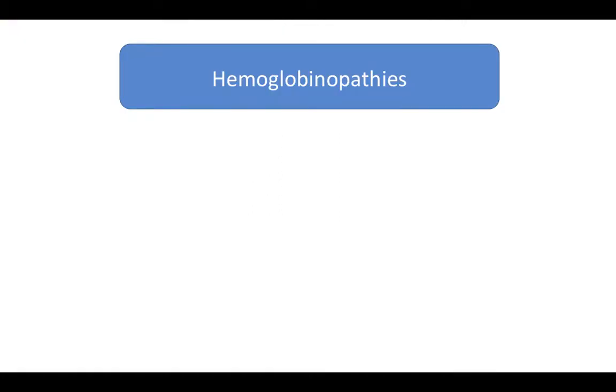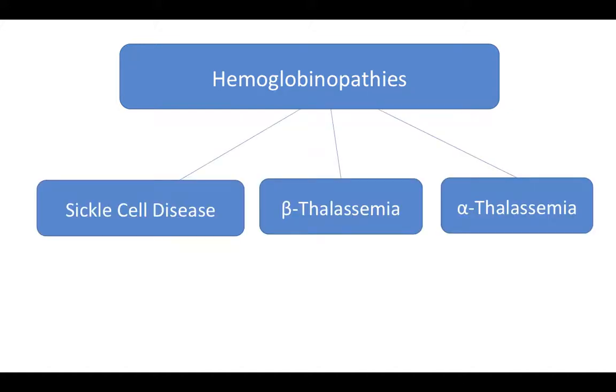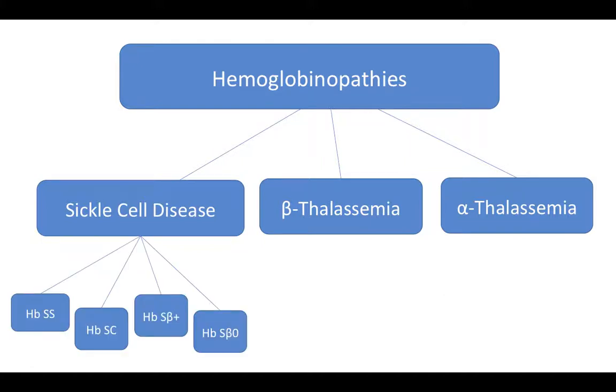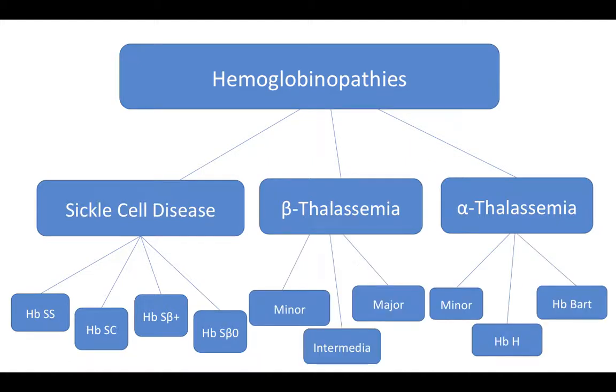There are several hemoglobinopathies, but the most common hemoglobinopathies you'll encounter are sickle cell disease, beta thalassemia, and alpha thalassemia. All of these hemoglobinopathies have various subtypes. Sickle cell disease has numerous subtypes, but the most common one you'll see is hemoglobin SS. You'll also see SC, S beta plus, and S beta 0. The thalassemias are usually ranked by their level of severity. And so you have beta thalassemia minor, intermediate, major, and you have alpha thalassemia minor, hemoglobin BART, and hemoglobin H.